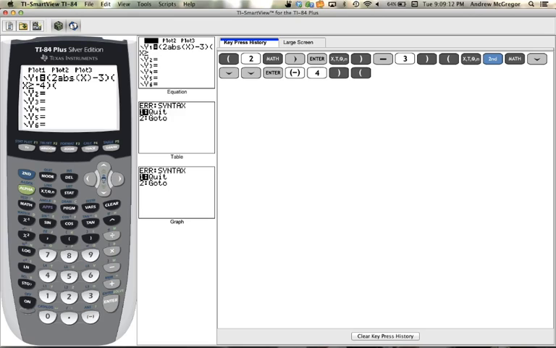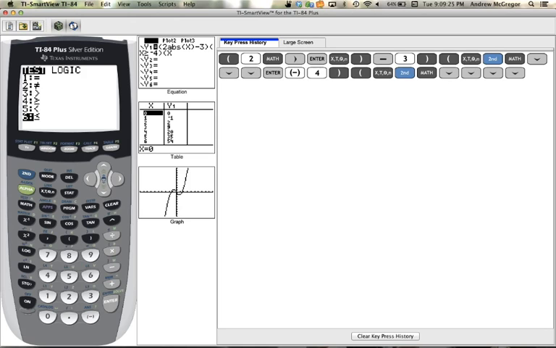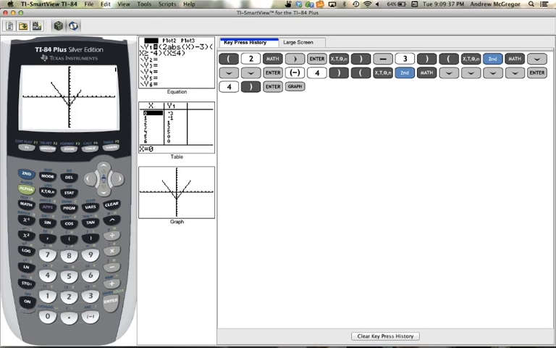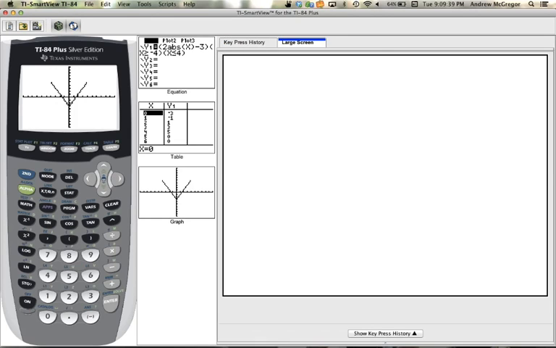And we'll close parentheses, and then for the second part of this, we're going to make sure x is less than or equal to +4. You can see my key press history on the right. And we'll press enter. And we'll look at the graph. We'll look at the big view here, large screen.